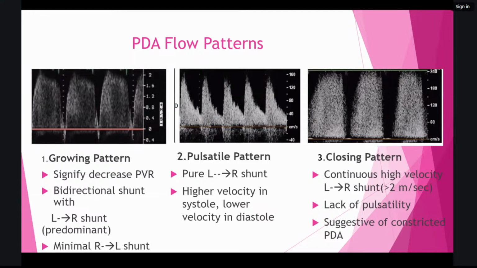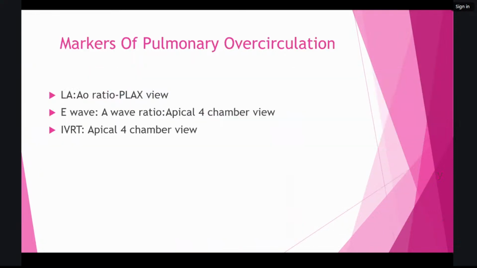Coming to the PDA flow patterns, first is the growing pattern, which signifies decrease in the pulmonary vascular resistance. It is a bidirectional shunt with left to right predominance. Second is the pulsatile pattern, which is pure left to right shunt. It has a higher velocity in systole and lower velocity in diastole. And the closing pattern, continuous high velocity is seen. There is lack of pulsatility and it is suggestive of constricted PDA. So the pulsatile pattern is treated.